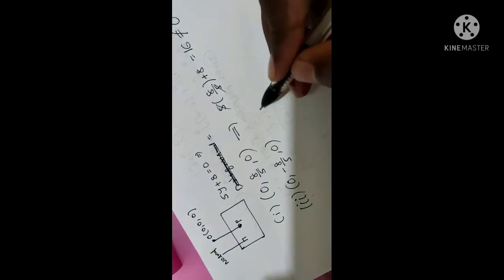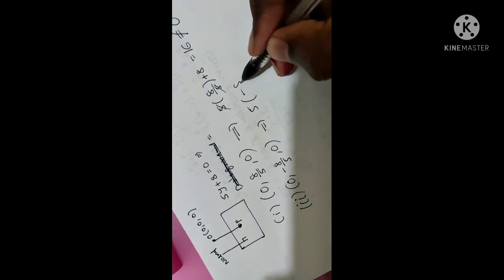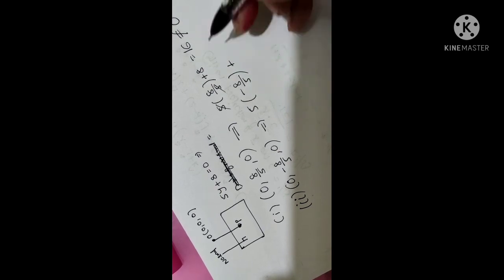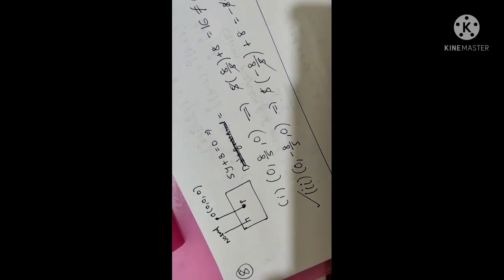0 minus 8 by 5, 0. Substitute in this plane. 5 into minus 8 by 5 plus 8. 5 cancel. Minus 8 plus 8. 8 cancel. Now 0. So this point satisfies. Therefore, option 2 is the correct one for this question number 8. Okay. Next.